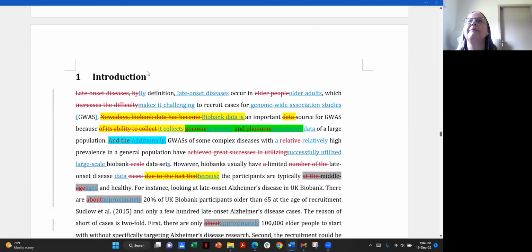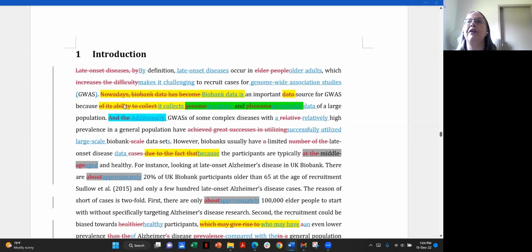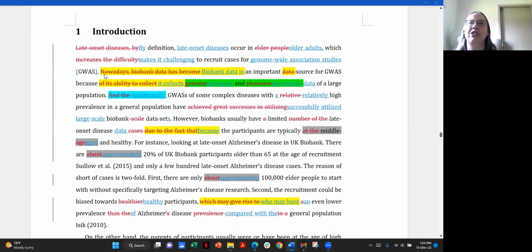Here's some examples. If you look at the yellow here, the yellow is showing some conciseness. The authors have written, nowadays, biobank data has become an important data source. To make that much easier to understand and direct, I've changed it to biobank data is an important source for GWAS. And again here, they've said, because of its ability to collect, there's no need to write all of those words. You can just say, it collects.